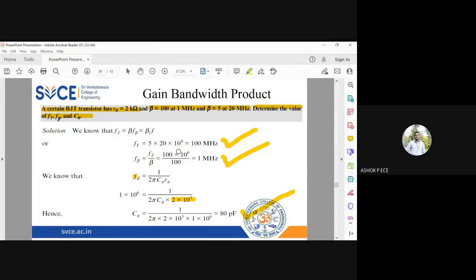And when the value of beta equal to 100 at 1 megahertz is considered, the corresponding value of C pi will be obtained.